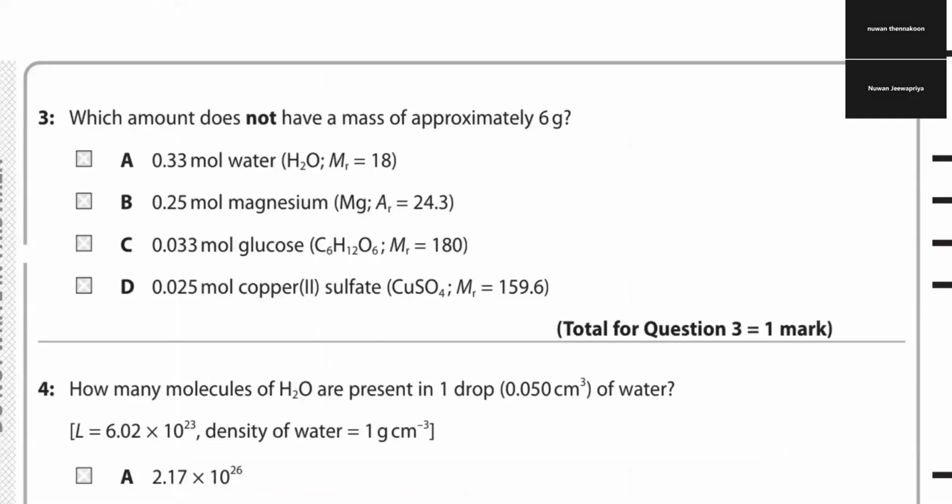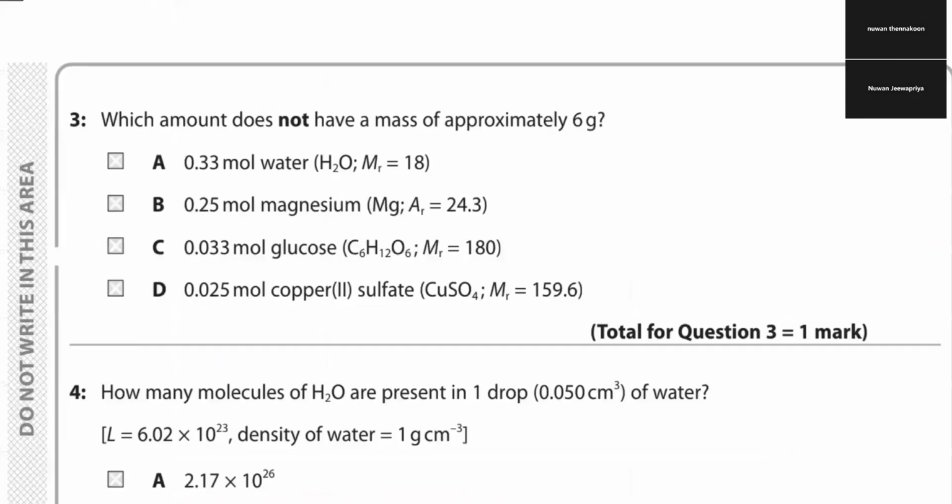Which amount does not have the mass of approximately 6 grams? We will see the correct answer for this one: which amount does not have the mass of approximately 6 grams. So that is again quite an easy one.